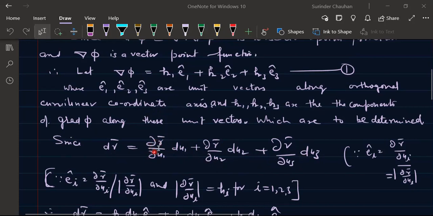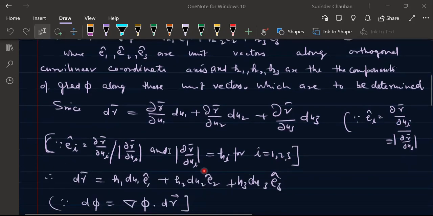Now convert these tangential vectors into unit vectors with the help of the result: ei unit vector is equal to partial r by partial ui upon the modulus of partial r by partial ui. So let the modulus of partial r by partial ui be equal to hi, i is 1 to 3. Therefore, partial derivative of r with respect to ui is equal to hi ei, i is 1 to 3. Now substitute: partial r by partial u1 du1 is h1 du1 e1, partial r by partial u2 du2 is h2 du2 e2, and partial r by partial u3 du3 is h3 du3 e3.